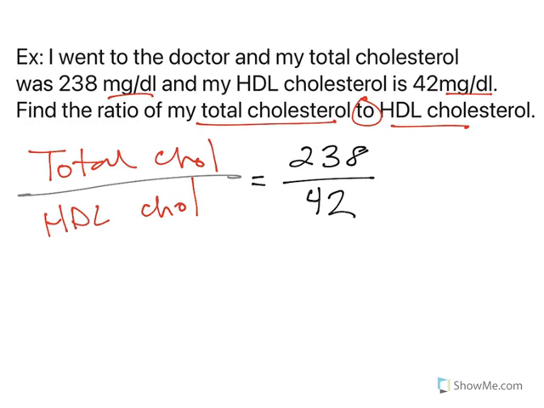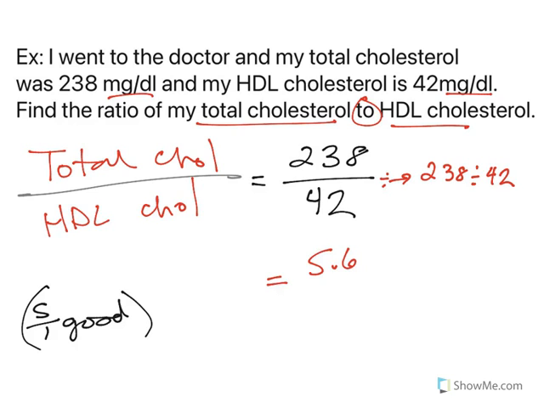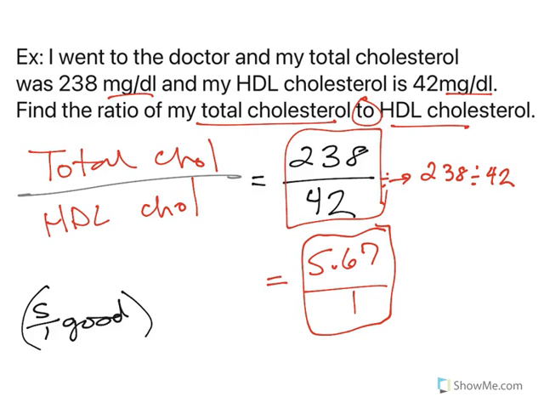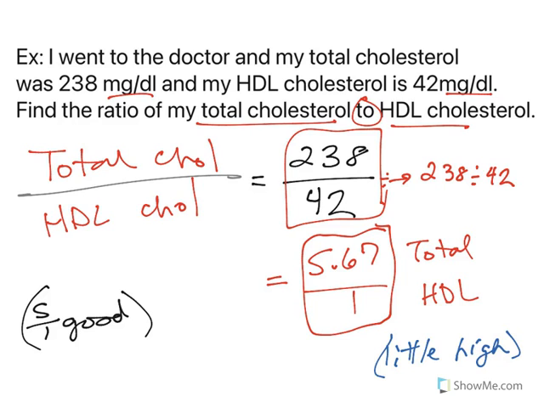Is it low? Let's divide, because we know that a ratio of 5 to 1 is good based off our last statement. So if I divide, because the fraction bar is like a division sign, I can take 238 divided by 42, and when I do that, I get 5.67 to 1. Okay, now this is a fine ratio. It's not simplified. If I make it a unit rate, right, over 1, this is what we have. So this is total over HDL. And we can see, because it's 5.67 over 1, this is a little high based off of what we know that 5 to 1 is good. Okay, but that's how we write a ratio.